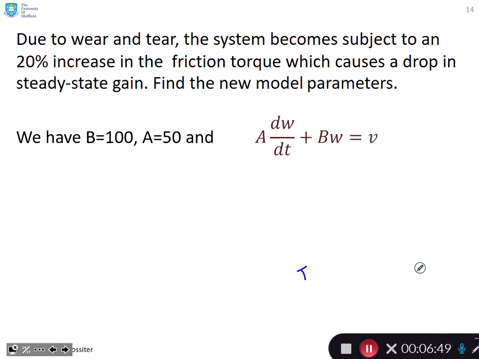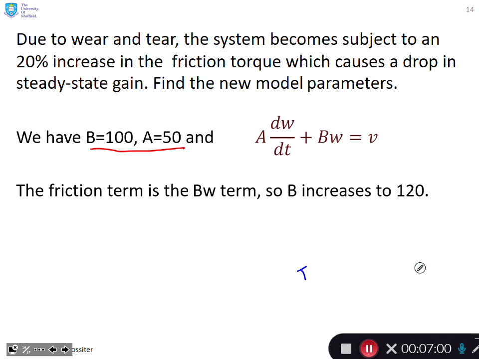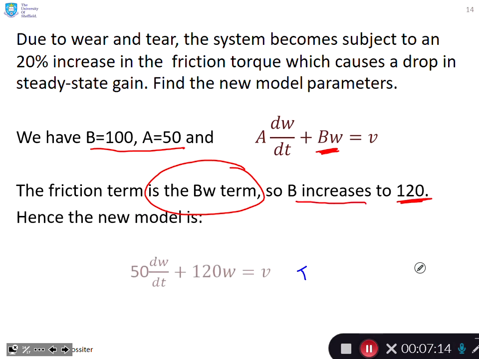This is the model that we had, A dω/dt + bω = v, with these values for b and a, and it's expecting you now to be an engineer and say, what do I know as an engineer? Well, what I know is friction is this bω term here. So if I'm increasing the friction by 20%, I must be increasing b to 120 from 100. And therefore, my new model is this: 50 dω/dt + 120 ω = v.